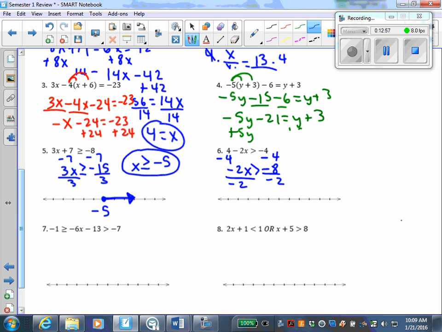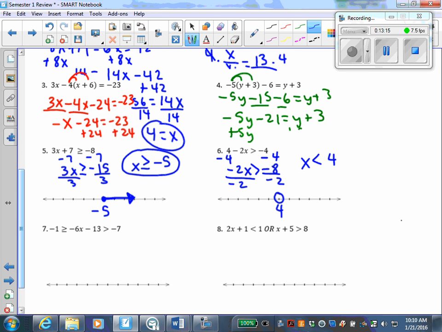And this is where I have to remember I divided by a negative, so I need to flip my symbol. So it's going to be x is less than positive 4. Okay, it's not or equal to. So I put a 4 on my number line. I want an open circle. I do not want to include 4 as part of my solution because 4 is not less than 4.